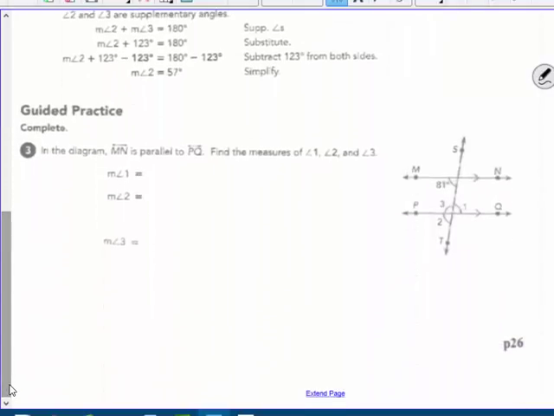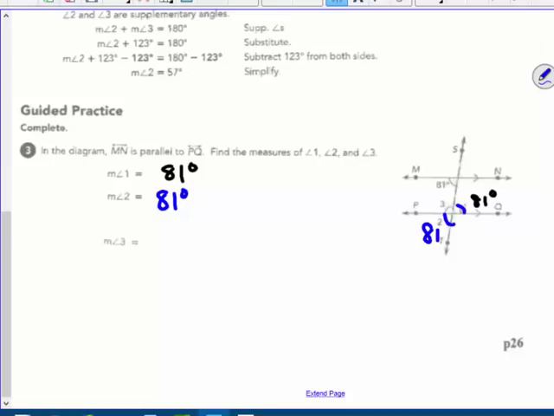In the diagram, MN is parallel to PQ, and ST is that transversal I can see. Find the measure of angle 1, 2, and 3. So I see that 81 is alternate interior with 1. So because it's an alternate interior, measure of angle 1 is also 81 degrees. The measure of angle 2 is vertical to angle 1, so it's also 81 degrees. These are vertical angles, here and here. It's that bow tie that I call it.